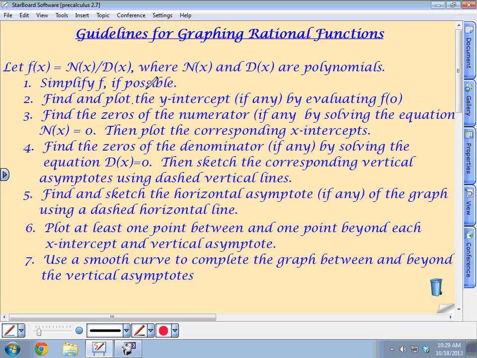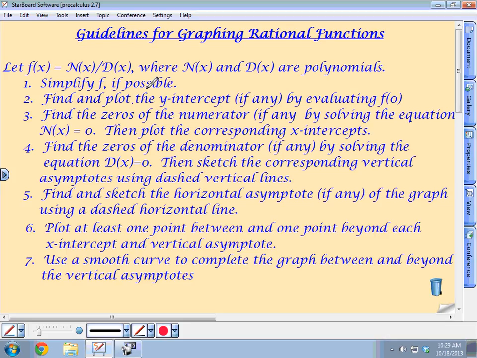What is a polynomial? At least two terms, separated by either addition or subtraction, right? With a variable in there. And it's got to be in order from highest exponent to lowest exponent.